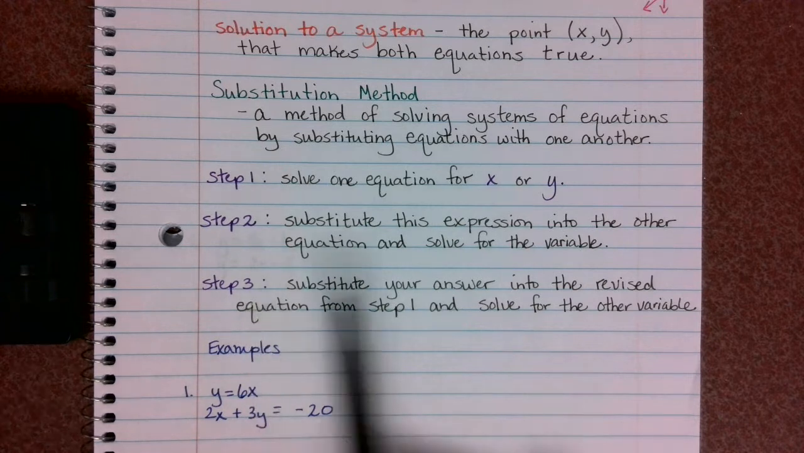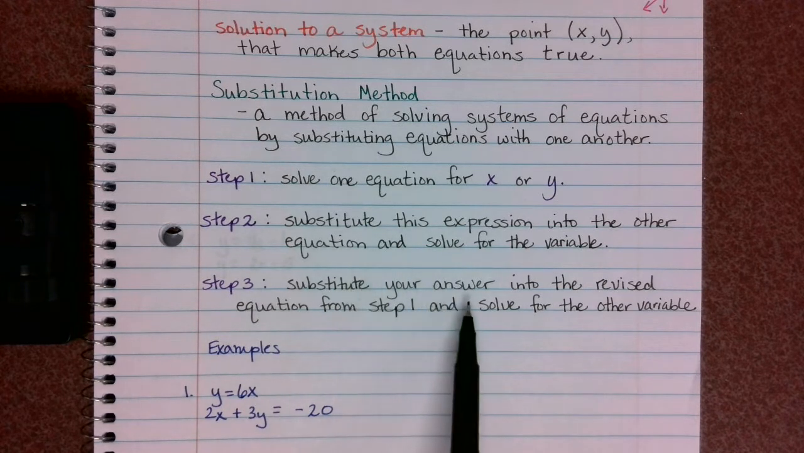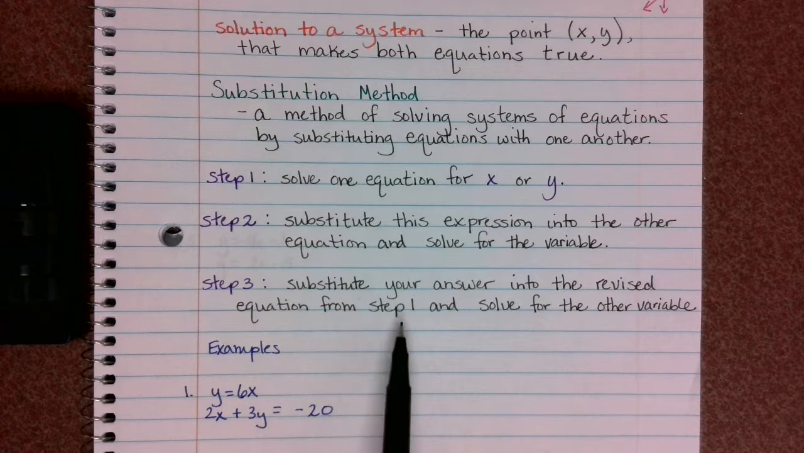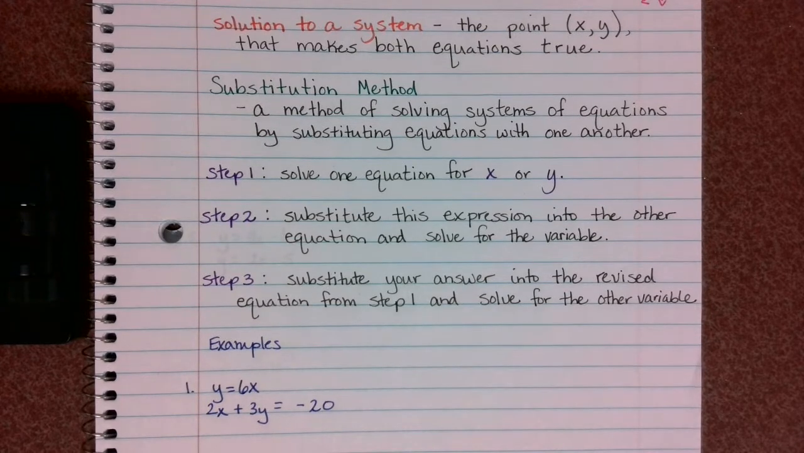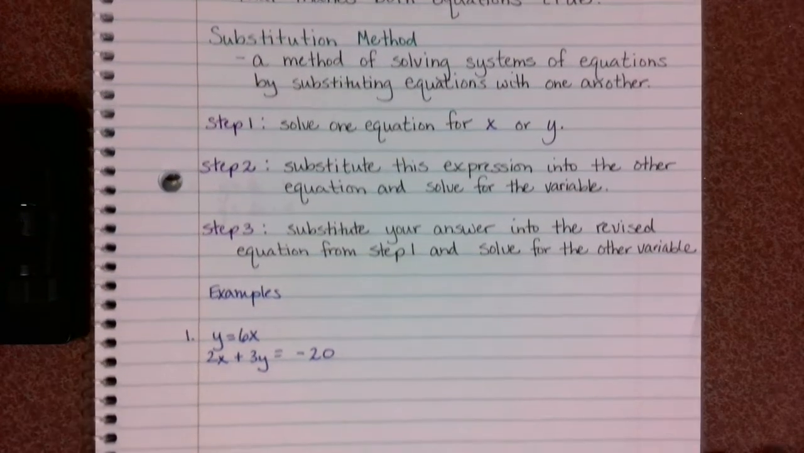And then step 3, we're going to substitute your answer into the revised equation from step 1 and solve for the other variable. Sounds very complicated. It's not. It's just 3 steps. And once I show you how to do it more than one time, you should get it. Here we go. And don't worry, in class we will do a lot of practice.